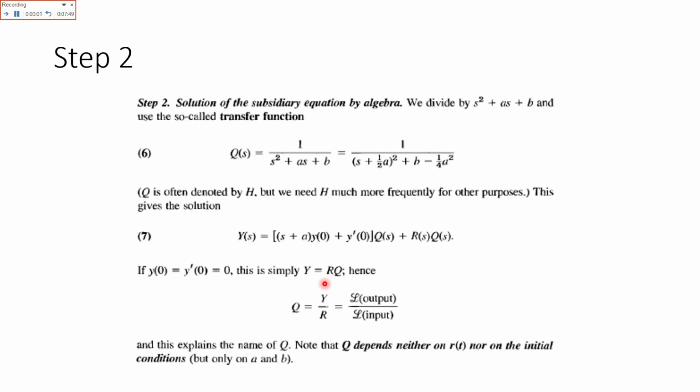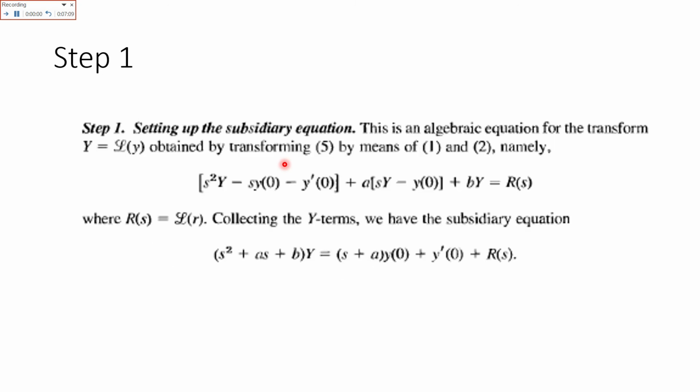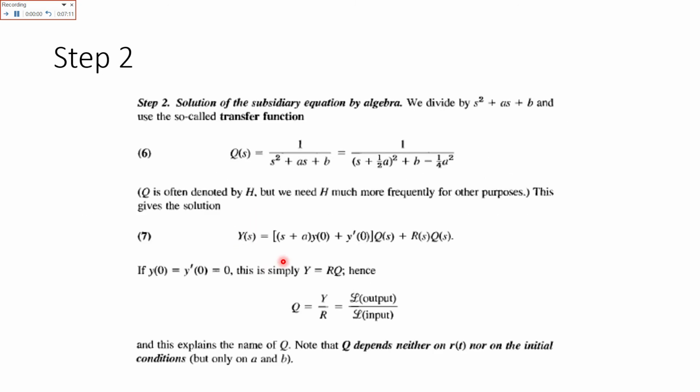Now the solution of the subsidiary equation by algebra. We will find the solution of this subsidiary equation by algebra. We will divide by s square plus a s plus b to use the so-called transfer function. Here the transfer function Q of s is equal to 1 over s square plus a s plus b. This is basically the transfer function, which is equal to 1 over (s plus half a) square plus b minus 1 over 4 a square.